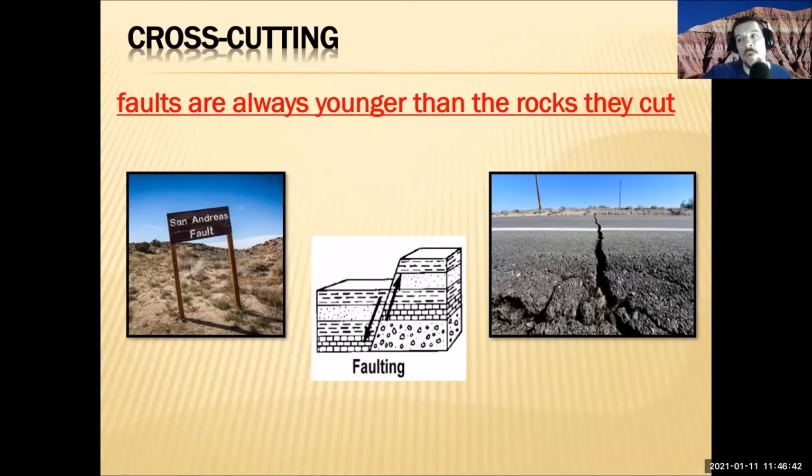So faults are always younger than the rocks that they cut. Go ahead and write that down. And you can think about a fault when you think about a crack in a road. Obviously, the road had to be there first before we can have the crack. So the fault came after the road layer.